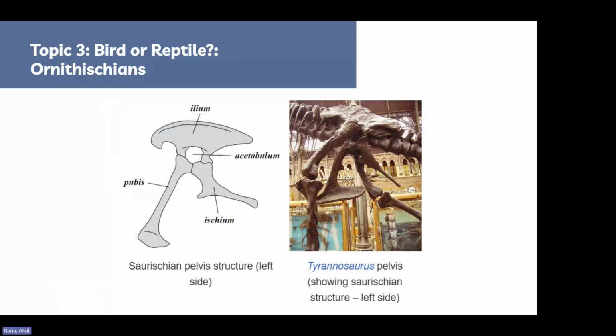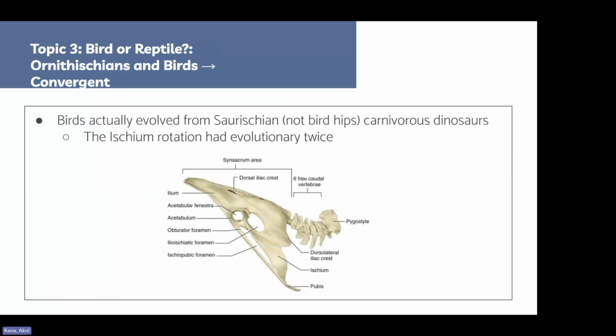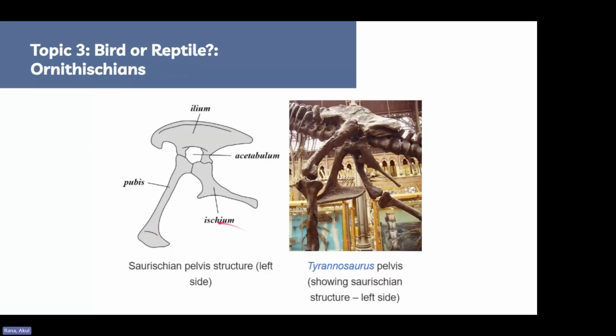And one thing that is confusing about this though, is the fact that birds evolved from the lizard hips, not the bird hips, right? So the ischium rotation happened twice. So in this image here, this ischium rotated here. Like I think there's a pen tool. Yeah, let's turn on the pen. So this ischium rotated again. There's a second time it rotates, right? And that's how modern birds came.